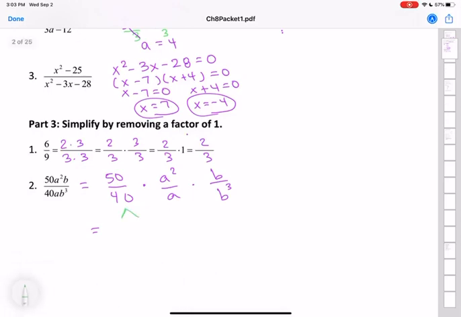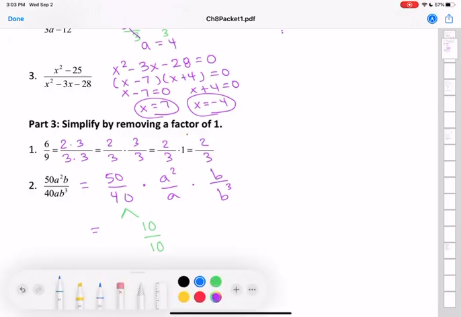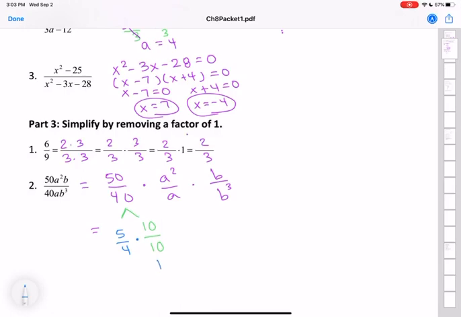The factor of 1 is 10 over 10, because 10 is the greatest number that will go into both 50 and 40, leaving me with 5 over 4. If we do 5 times 10 is 50, 4 times 10 is 40. So we've broken that down where this 10 over 10 is really just a big 1. So we removed that factor of 1.